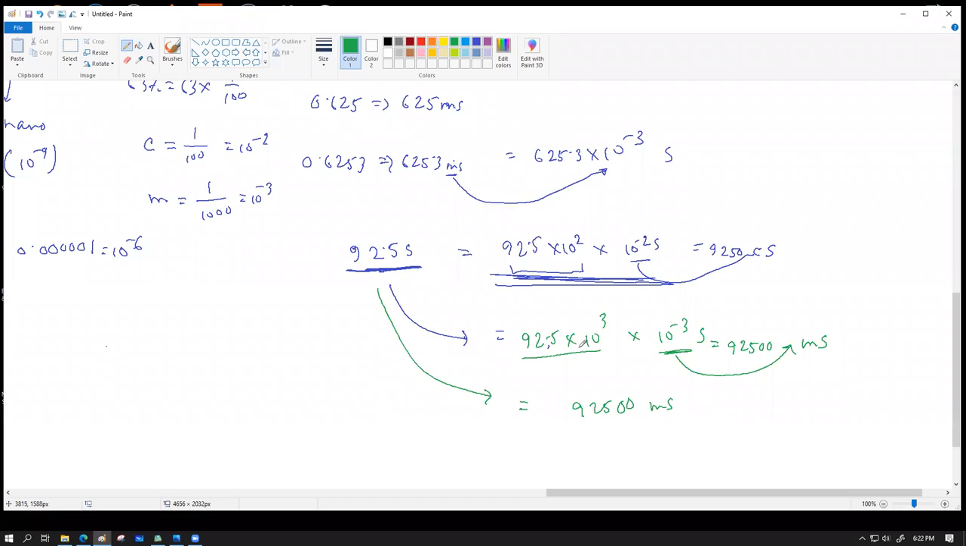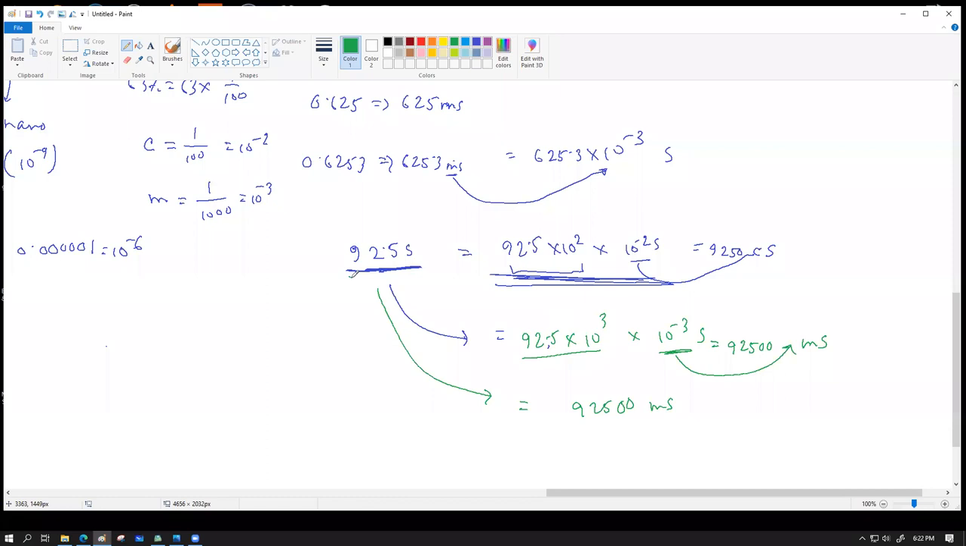Sir, are these prefix values given in the book? They are given in the book, and I'll also give you a note for your purpose. So they are definitely given in the book. Yes. Okay. Sir, I still don't understand why did we multiply 10 to the power minus 3?